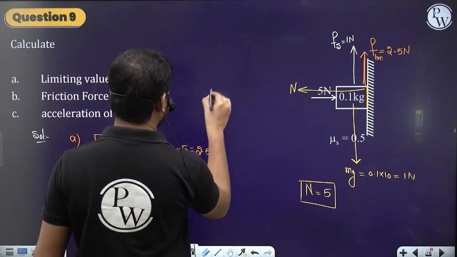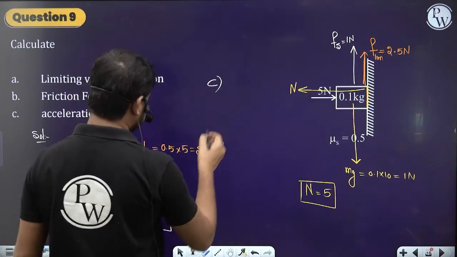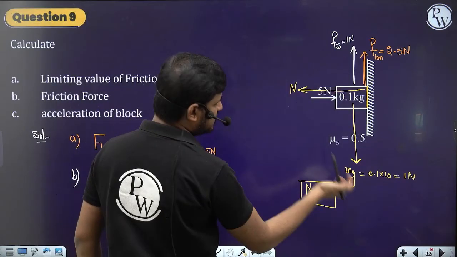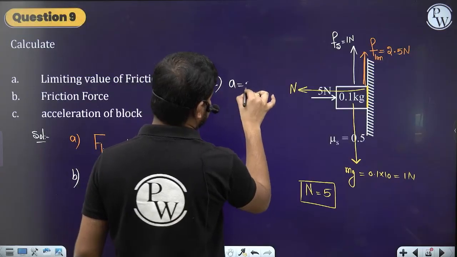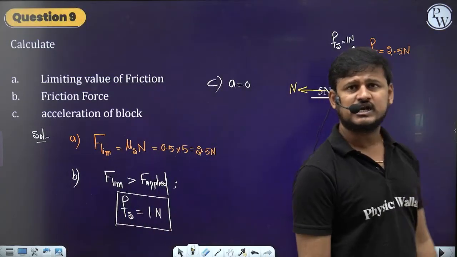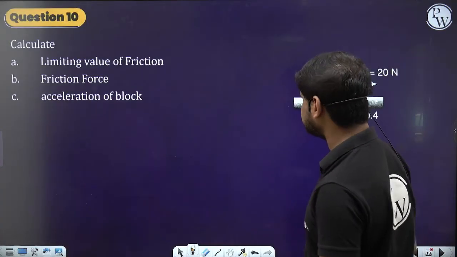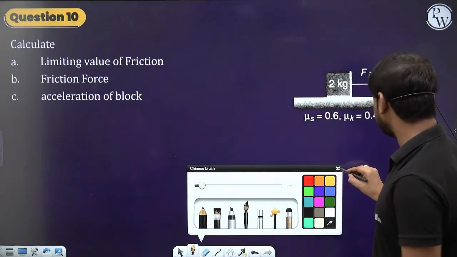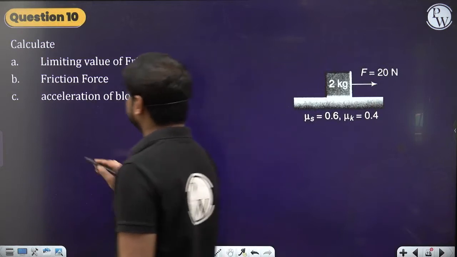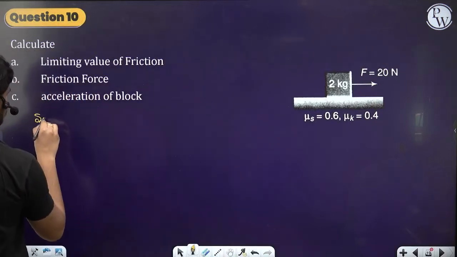And then option C, the question C, acceleration. Here 1 Newton upside, 1 Newton downside. So acceleration is 0. Clear? Understood, guys? Chalo, so let's move further. Let's take one more question here. Again the same concept. What does the question say?